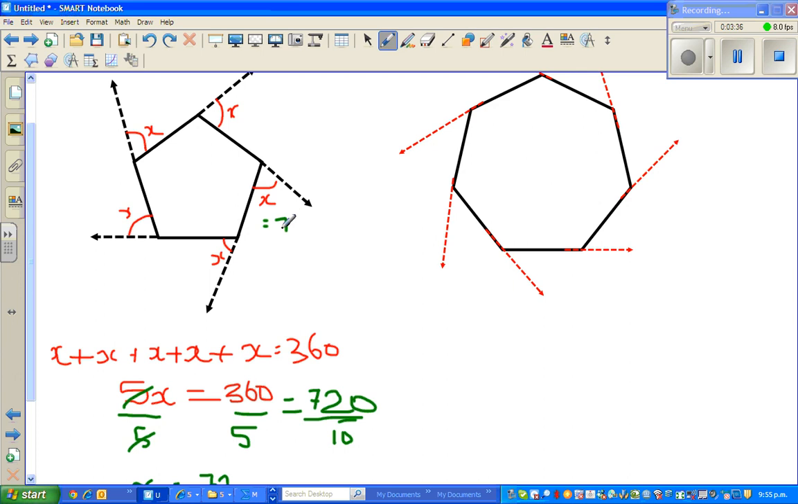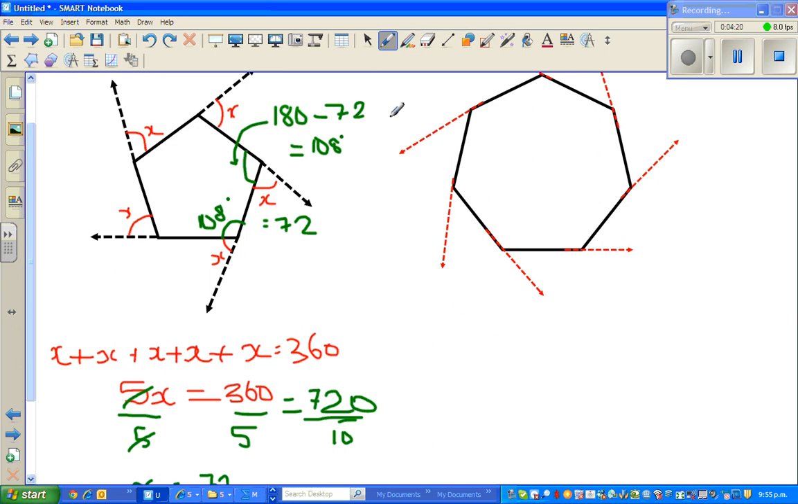So if this is 72 degrees, I know that these two add up to 180. So this angle, let me draw an arrow here, should be 180 minus 72. 180 minus 70 is 110, then again take away 2, which is 108 degrees. So one interior angle is 108, so each of these should be 108. So this is 108, and so on. Each of these would be 108.